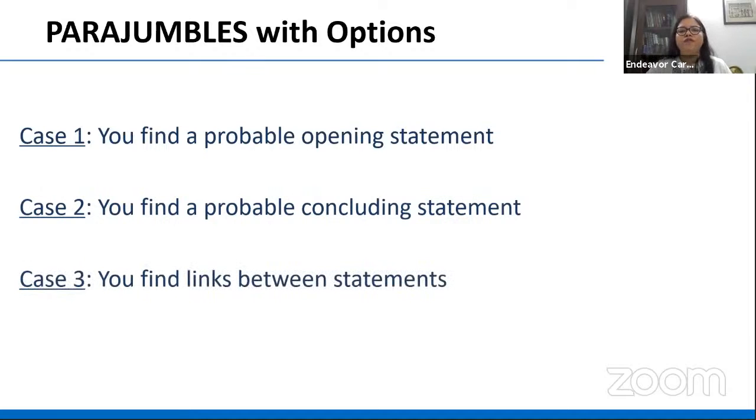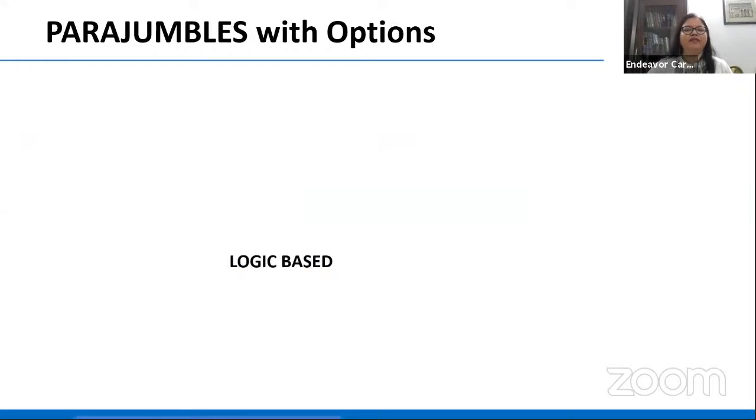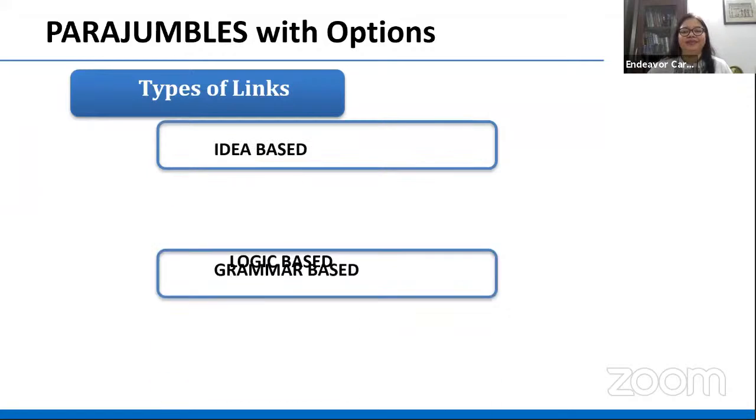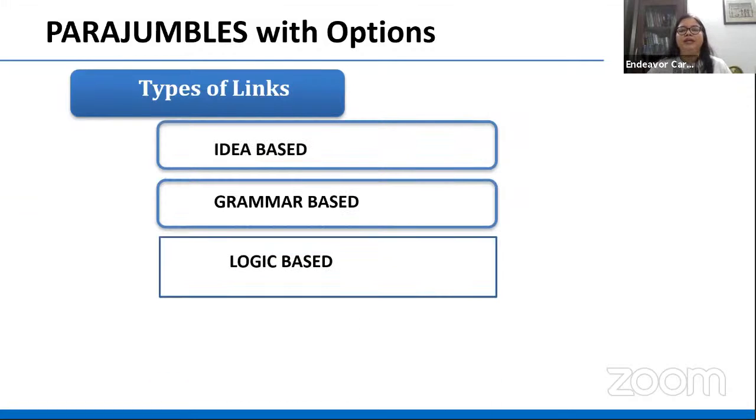Case one, you find a probable opening sentence. Case 2, you find a probable concluding sentence. Case 3, you find links between statements, right? Let's take a look at the first one. Now, before that, remember, we just went through all of this and we're doing it again because we're looking at parajumbles with options. So links can be idea based, links can be grammar based, links can be logic based, right? We looked at idea based links because that's where we discussed structuring of paragraphs, how paragraphs are organized, etc.